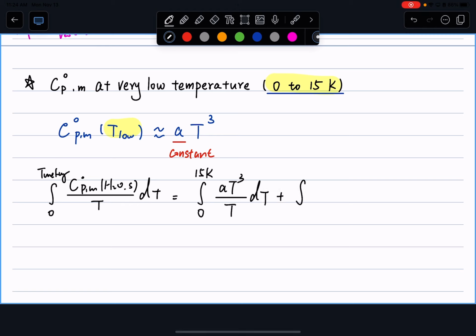plus a normal one that you can evaluate using the experimental heat capacity data from 15 Kelvin to T melting, the integral of Cp naught over T dT. This one you can get from experimental measurement, and the other part is derived using statistical mechanics.